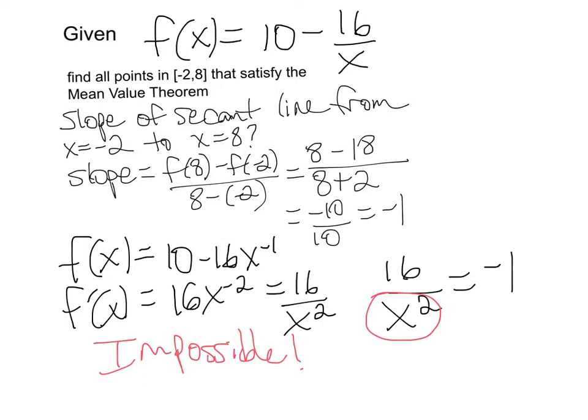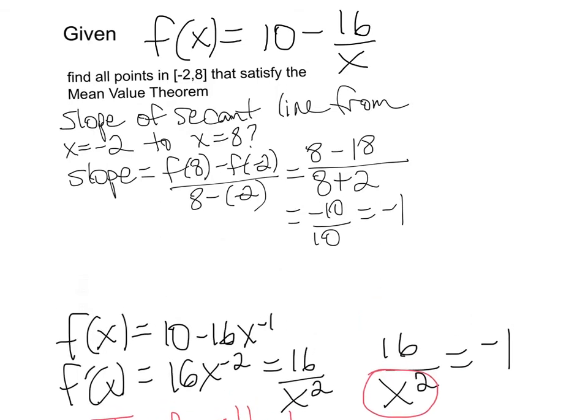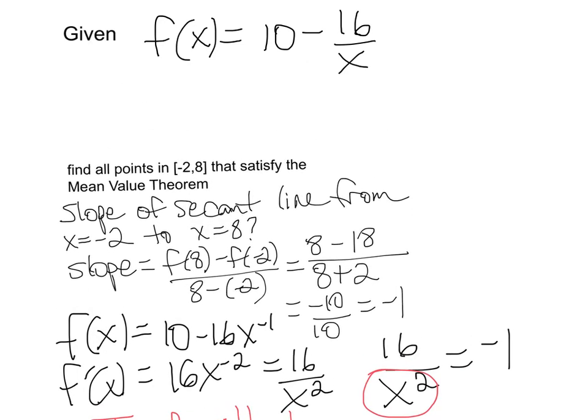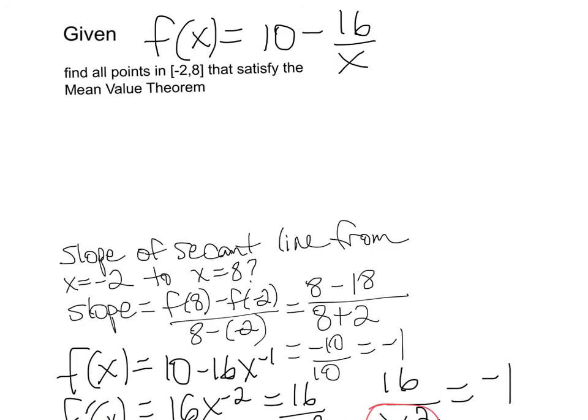What's going on here is that we just did way too much work, because if we look back at the original problem, let's move all of this down. We really need to first ask ourselves the question, does the mean value theorem even apply here? Well, what are the conditions of the mean value theorem? The main condition is that we need to have a function that is continuous on the closed interval and differentiable, at least on the open interval from negative 2 to 8.